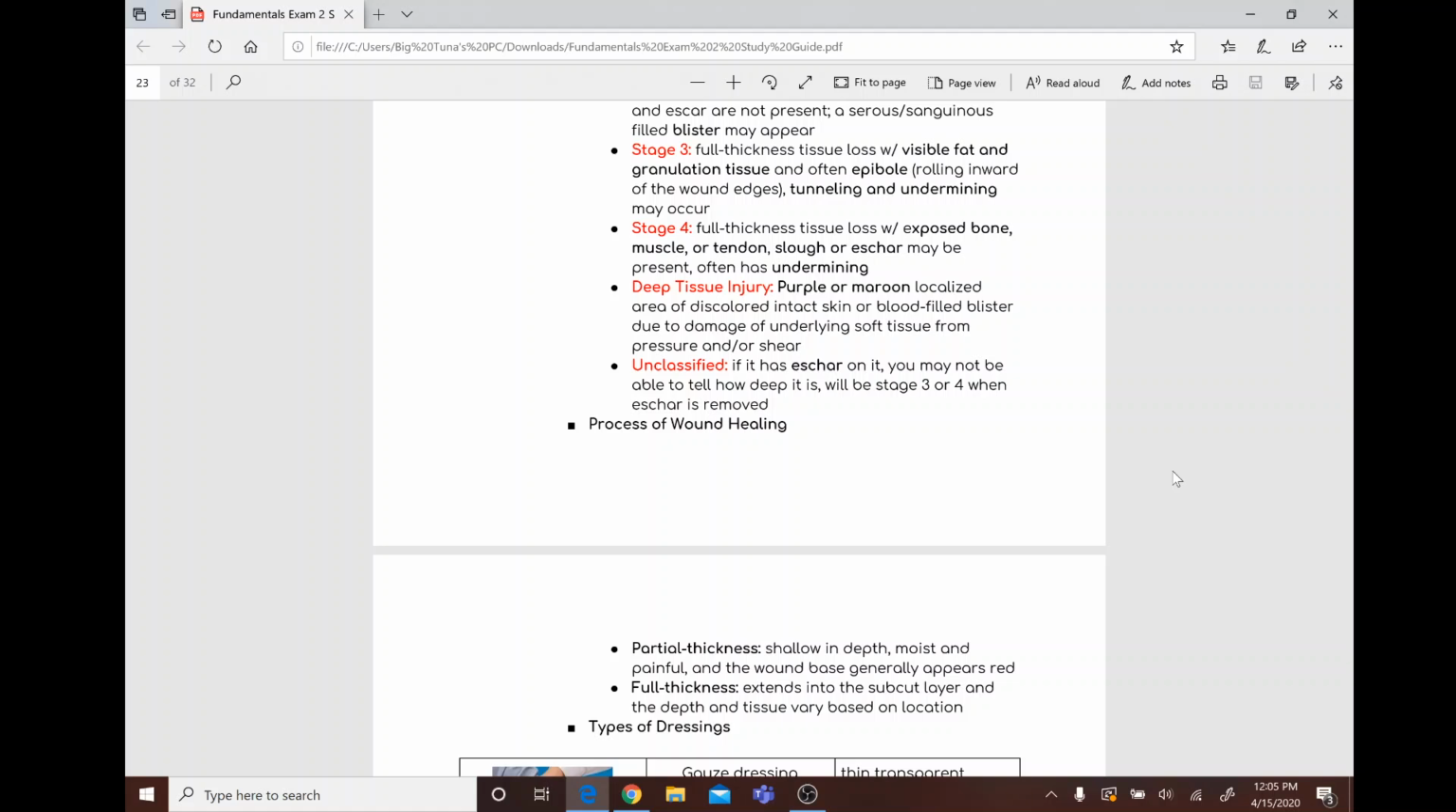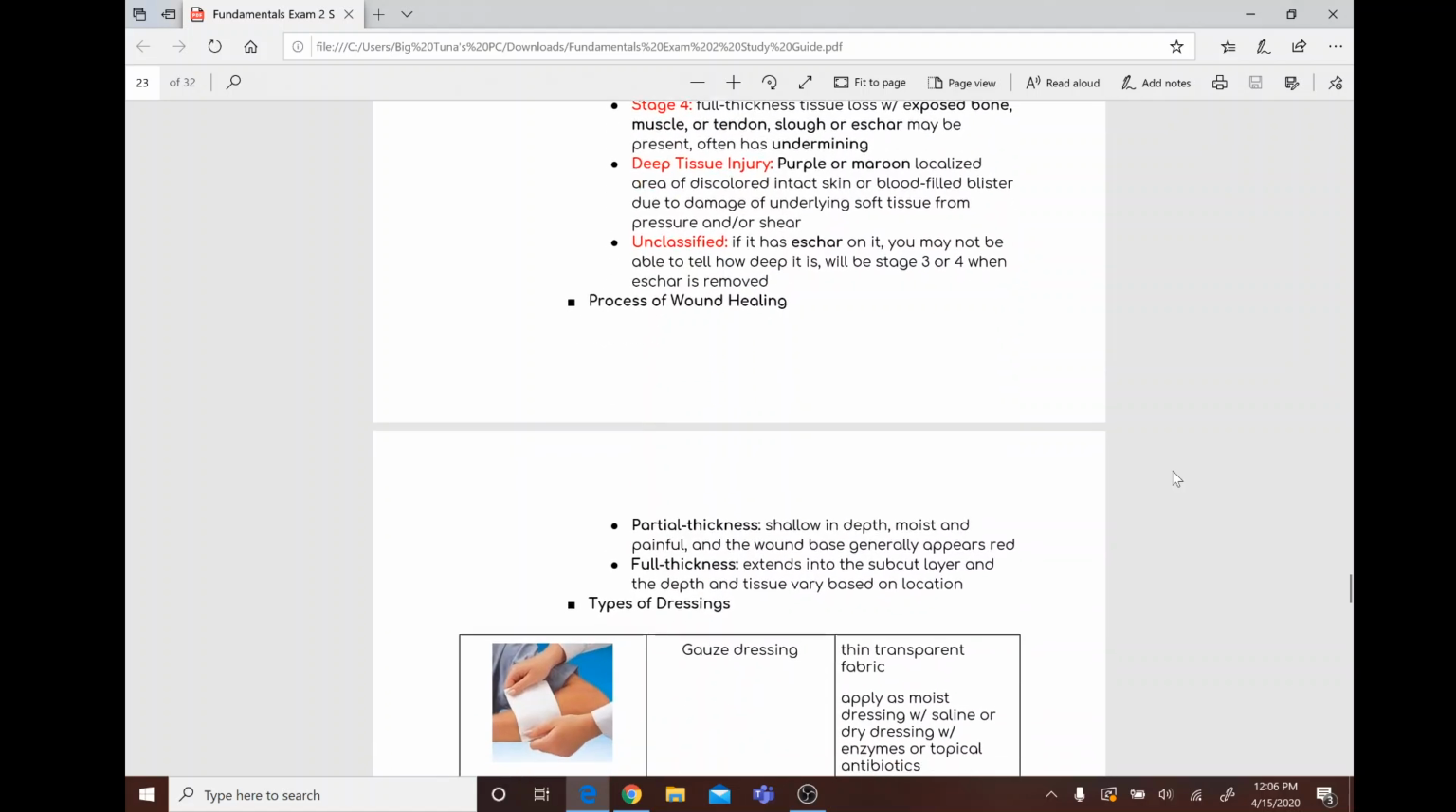What is an unclassified pressure ulcer? Has eschar on it. You may not be able to tell how deep it is. It will be stage 3 or 4 when the eschar is removed.